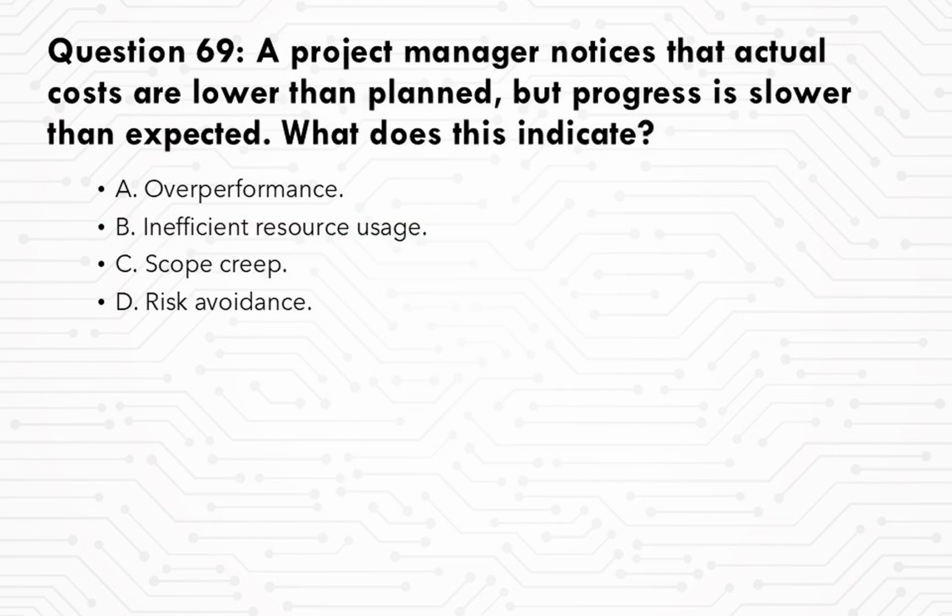Question 69. A project manager notices that actual costs are lower than planned, but progress is slower than expected. What does this indicate? A. Overperformance. B. Inefficient resource usage. C. Scope creep. D. Risk avoidance. Answer: B. Spending less but progressing slowly equals inefficiency.